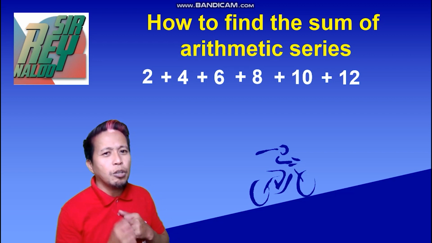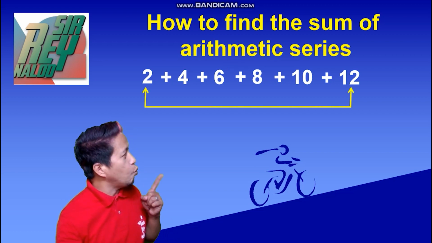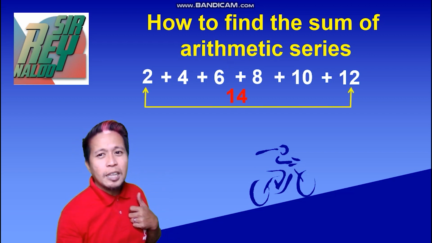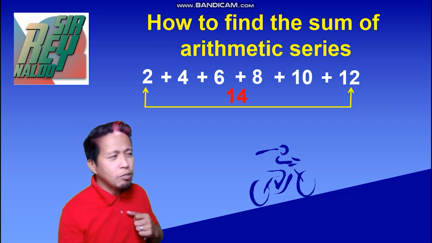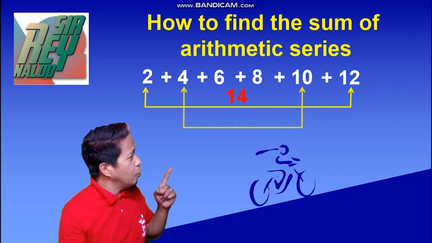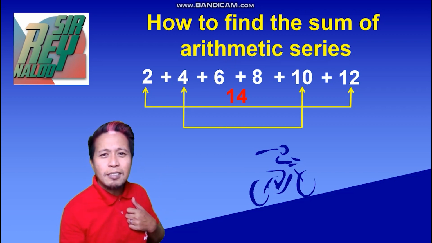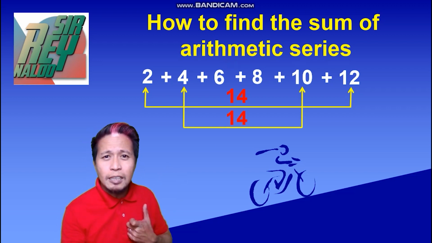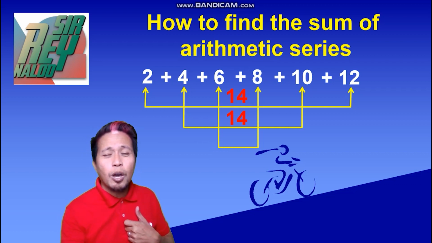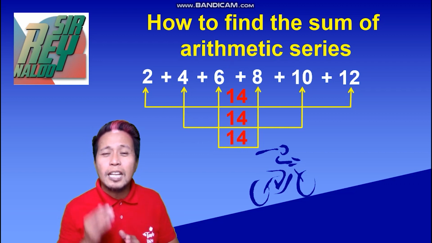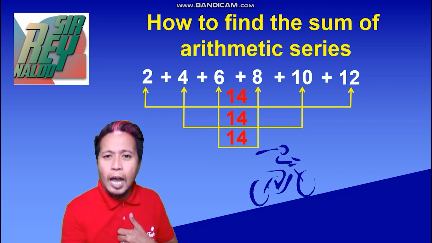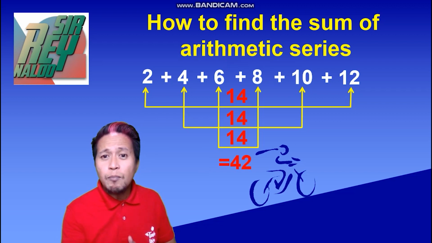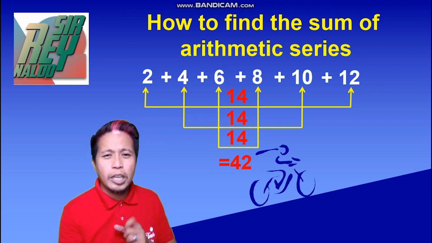So mapapansin ninyo na yung first term 2 at saka yung 12, pwede natin pagsamahin, and that is equivalent to 14. And so, ganun din yung ating next term, 4 at saka yung 10, which is also equal to 14. And 6 and 8, finally, we also have 14. So, mapapansin natin, meron silang common sum. At dahil dyan, madali nating i-add up at makuha agad natin na 42. Okay, so paano nangyari yun?